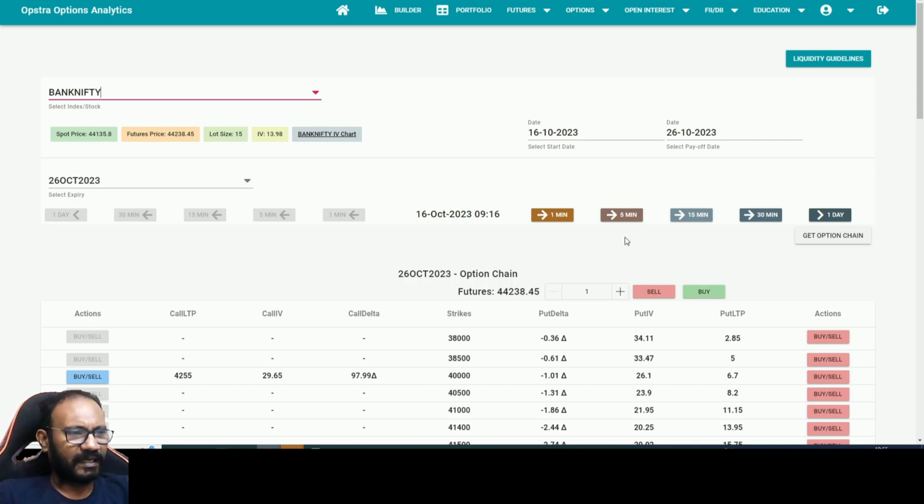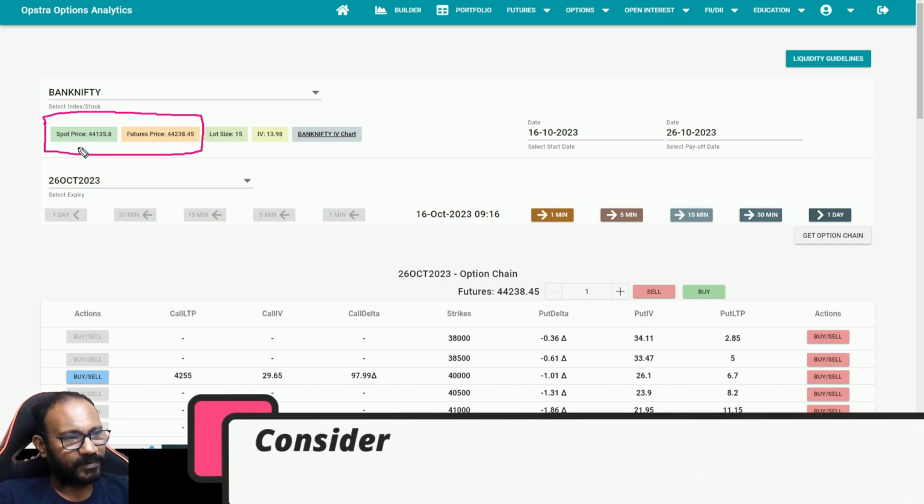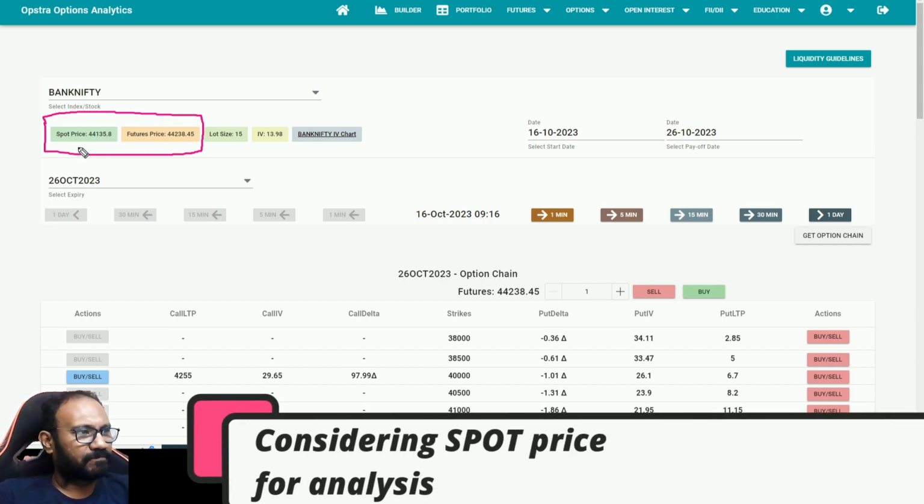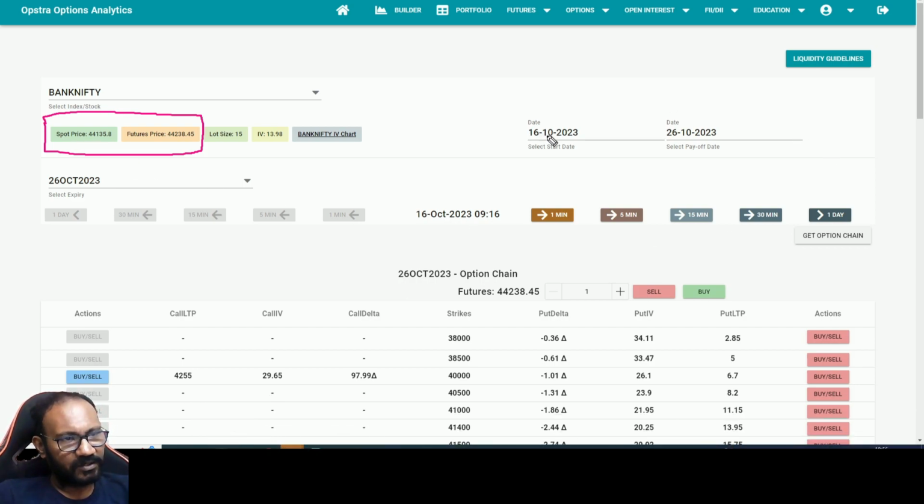At that time, you can see there are a couple of things that you should note. You need to just focus on these areas. So this is the spot price and the future price. I'll be considering only the spot because for all my analysis I use only the spot. And on 16th of October, the market was at 44,135.